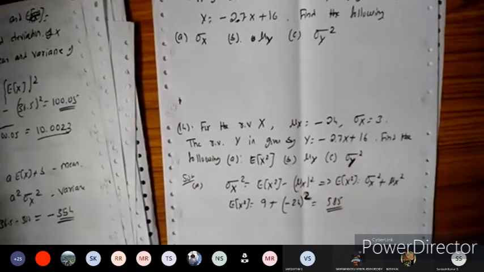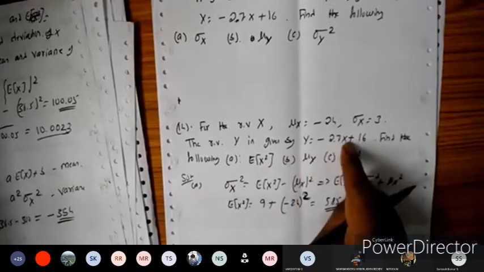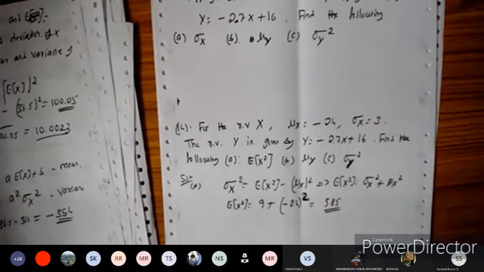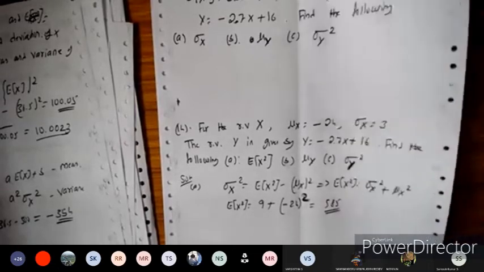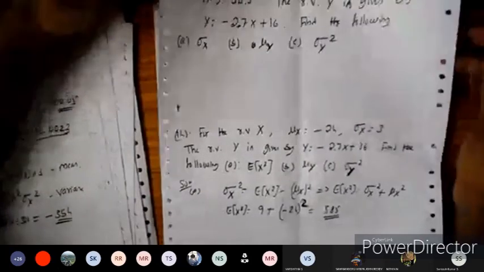The rest of the things you can find out here: mu y, sigma y square. Mu y is minus 2.7 into mu x plus 16. Find the remaining things as homework. This is similar to the previous problems. Done. I'll go for the next problem.